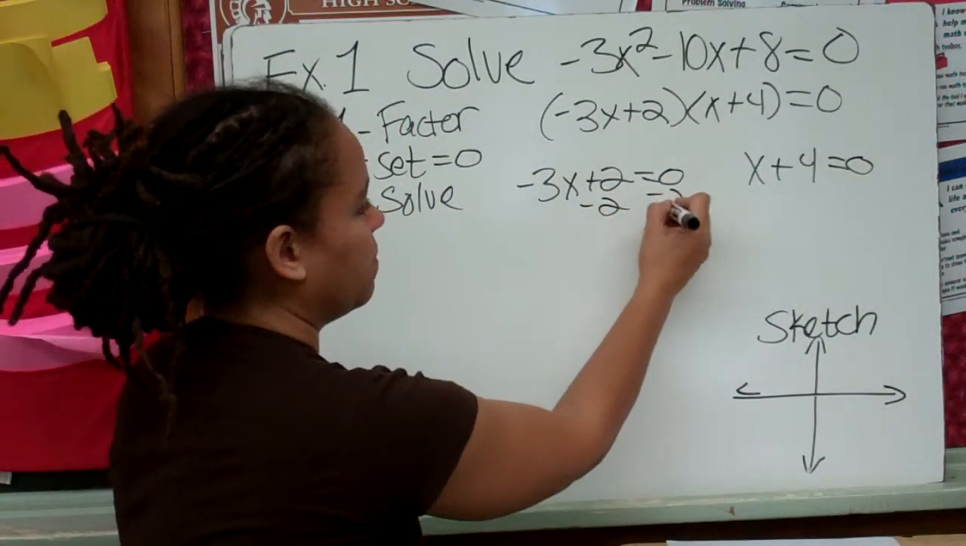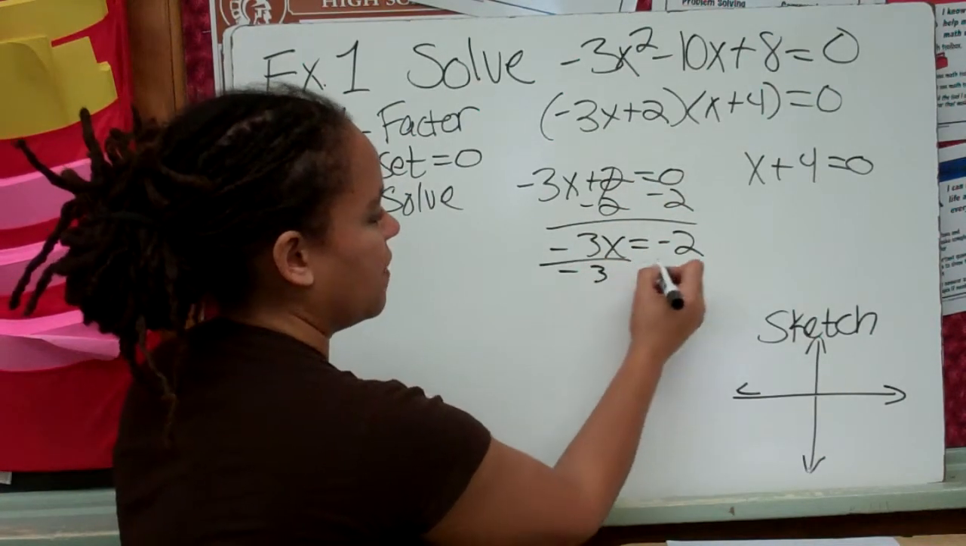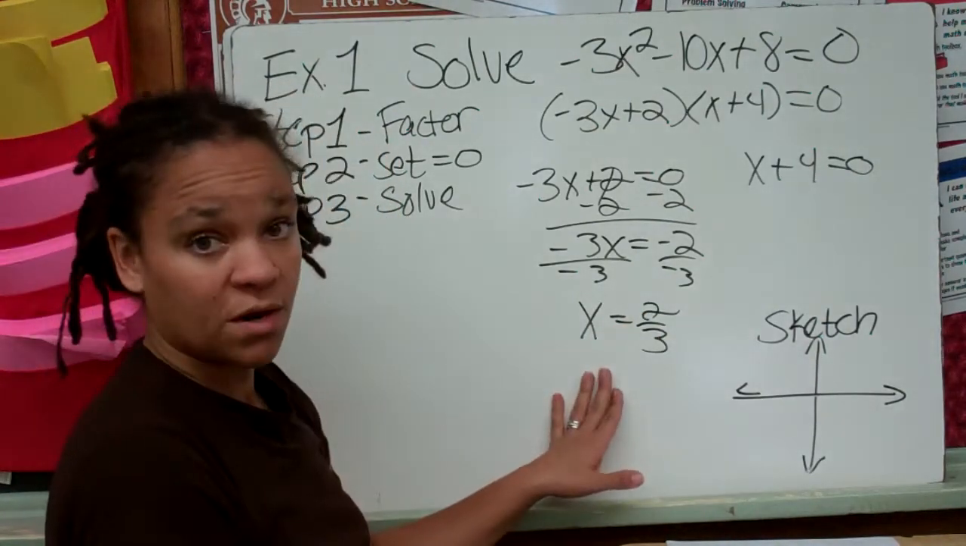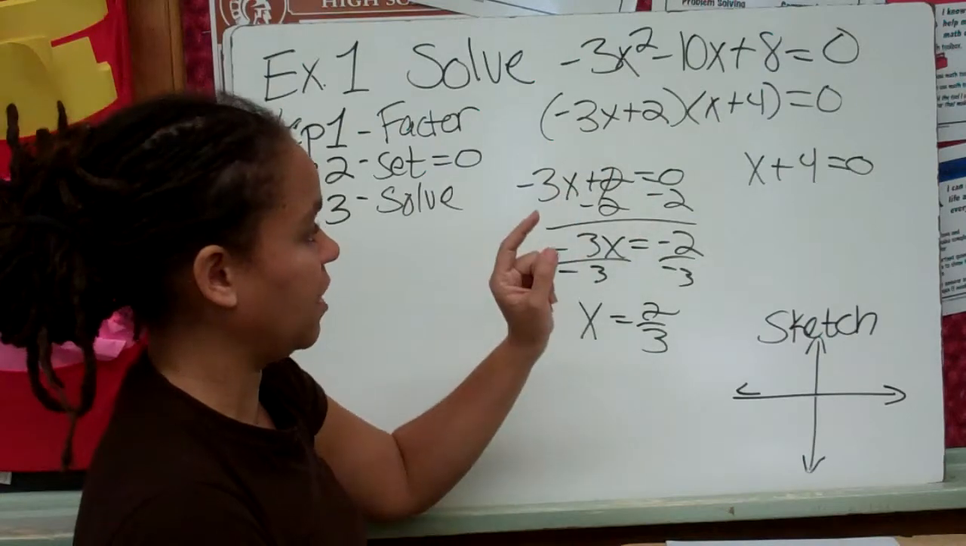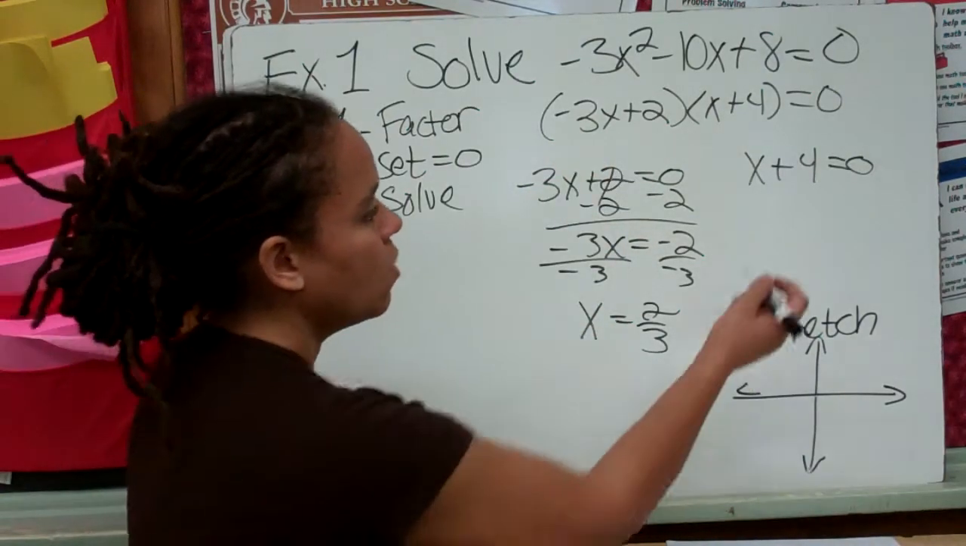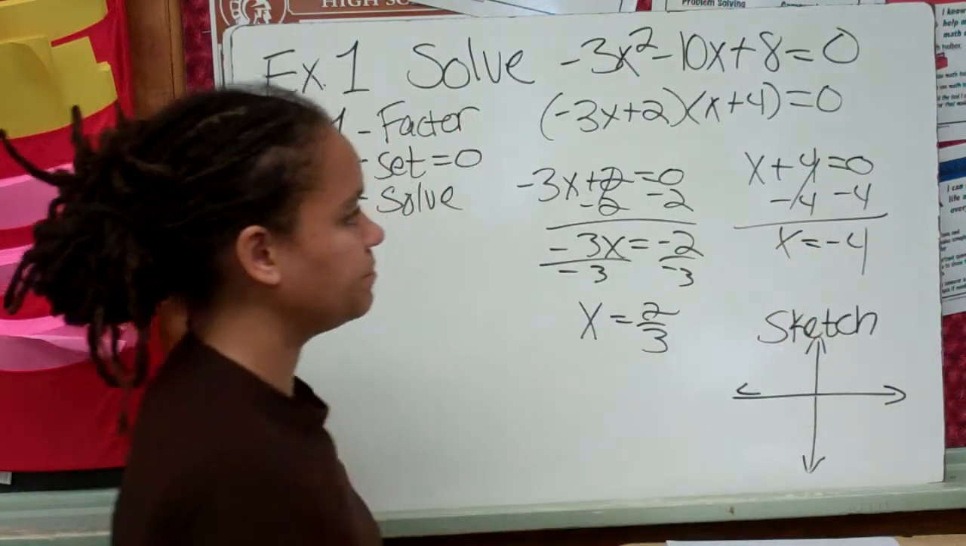Solving, we'd subtract 2 from both sides, of course. Negative 3x equals negative 2. Divide by negative 3. X is equal to 2/3. That's one of the solutions. Think about it. If you put that in there, you would get negative 2. If you multiply that, plus 2 would be 0. Or subtract 4 from both sides. X is equal to negative 4.